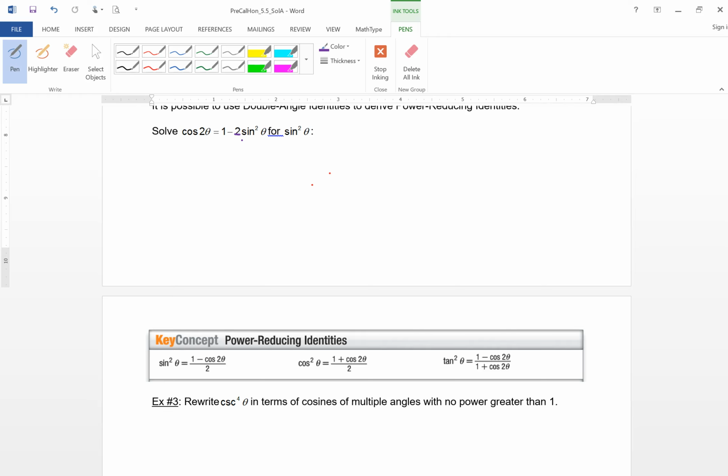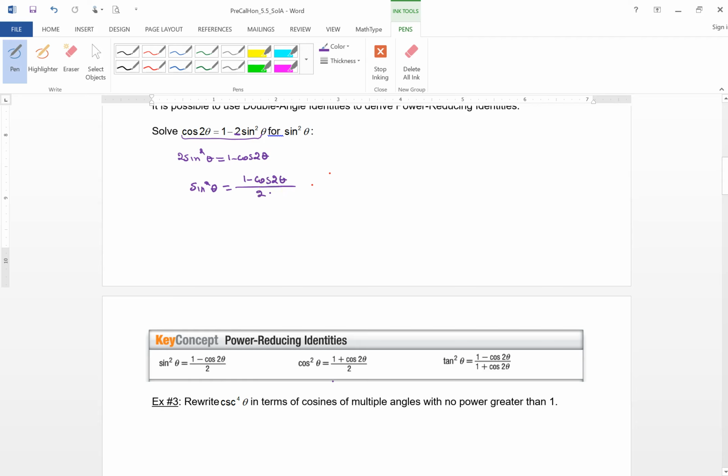And just for fun, I'm going to solve it for sine squared theta. If I want to solve this for sine squared theta, what would I do? I would subtract the 1. So 2 sine squared theta is 1 minus cosine 2 theta. Right? So what's sine squared theta? 1 minus cosine 2 theta over 2.